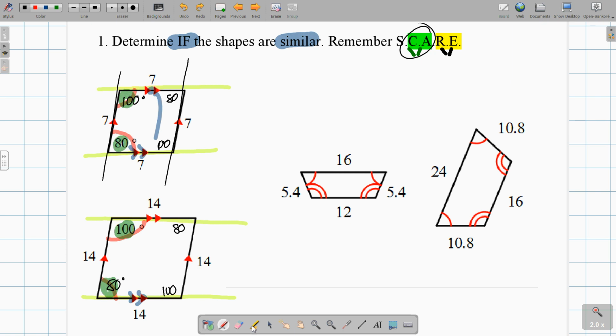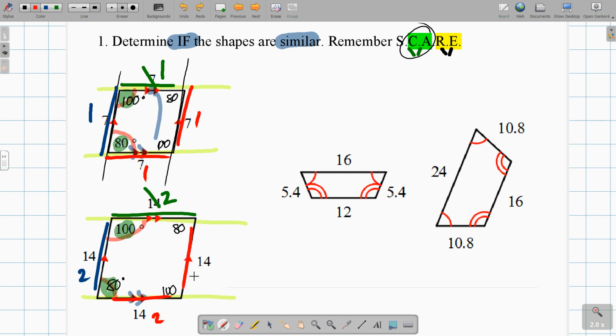Now we check our ratios. Short to short, 7 to 14, that is a 1 to 2 ratio. And make note, it is the same thing all the way around. So my ratios are equal all the way around. So yes, this first one, it is similar.